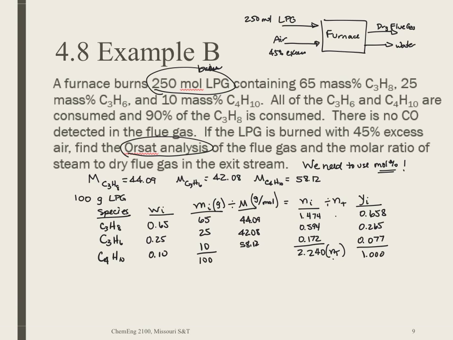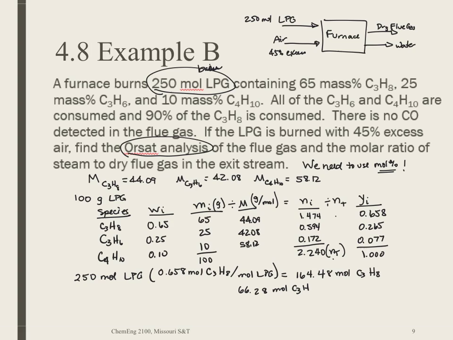Okay? We know that there are 250 moles of this LPG. So therefore 250 moles of LPG is 0.658 moles of C3H8 per mole of LPG. And so therefore I have 164.48 moles of C3H8 in my feed. Similarly, I'm going to have 66.28 moles of C3H6 and 19.19 moles of C4H10.